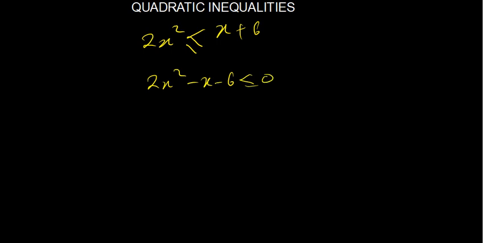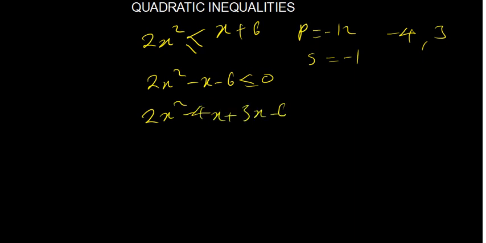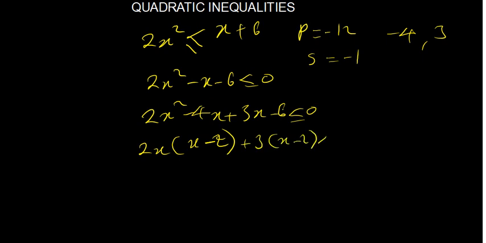So here the product is negative 12. The sum is negative 1. So the two factors should be negative 4 and positive 3. So that is 2x squared minus 4x plus 3x minus 6 is less than or equal to 0. That will give us 2x times x minus 2, and then plus 3 times x minus 2 is less than or equal to 0. So that will be 2x plus 3, and then x minus 2, less than or equal to 0.